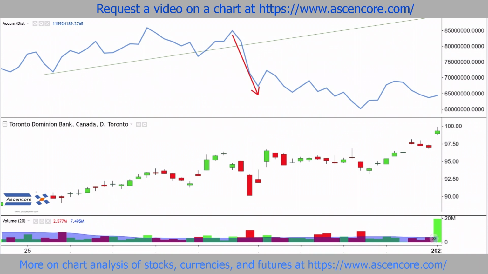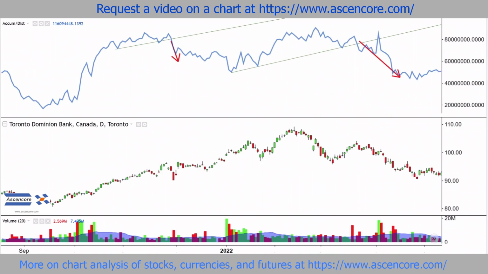Focusing on a shorter time frame tends to have the AD indicator better identify larger breaks such as this one. And it's a similar situation here when the larger bearish reversal begins.